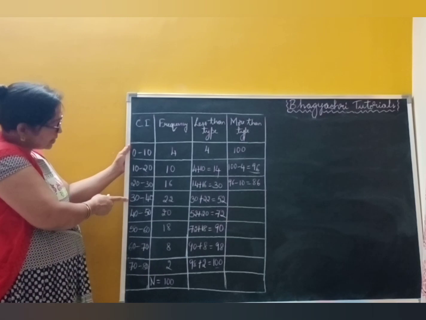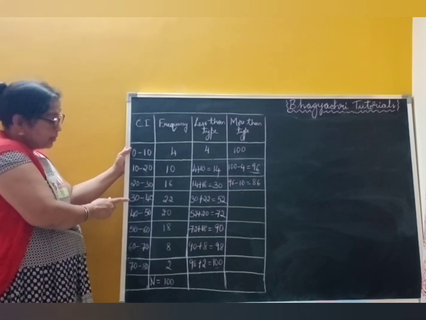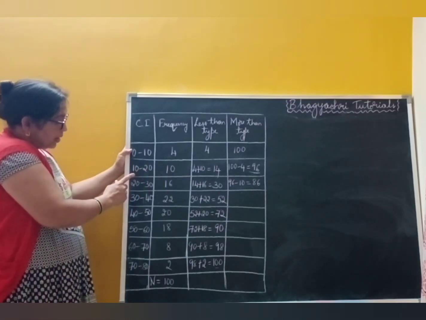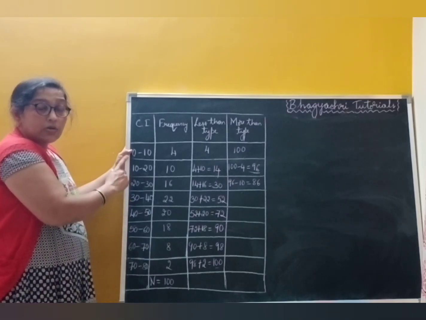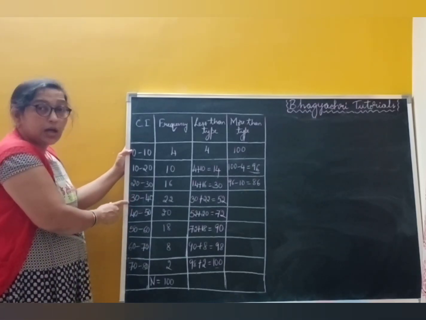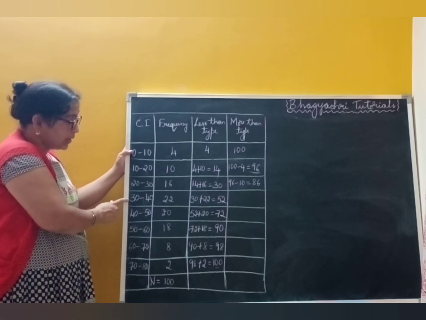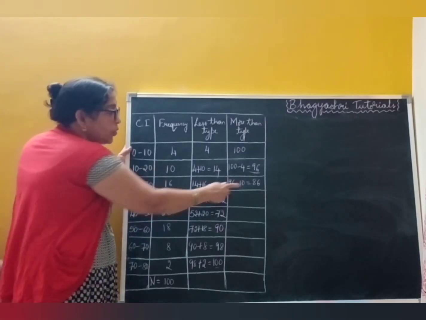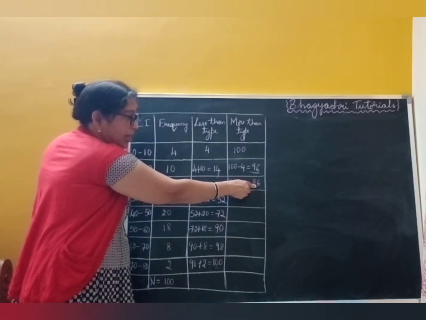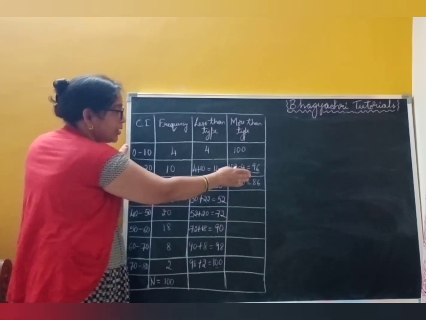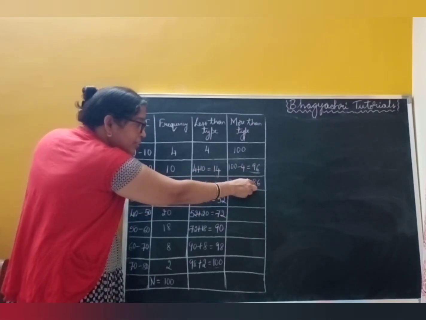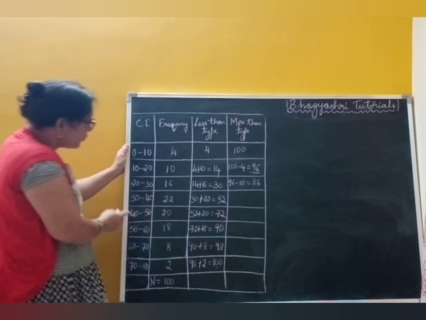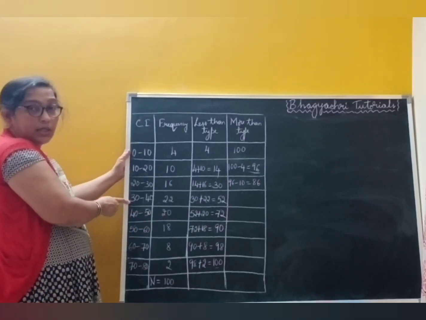Now let us come to the next lower limit, it is 30. Now we have to find how many students have got marks more than 30. Out of how many now? 86. There are 86 students now. Out of these 86 students, how many of them have got more than 30?